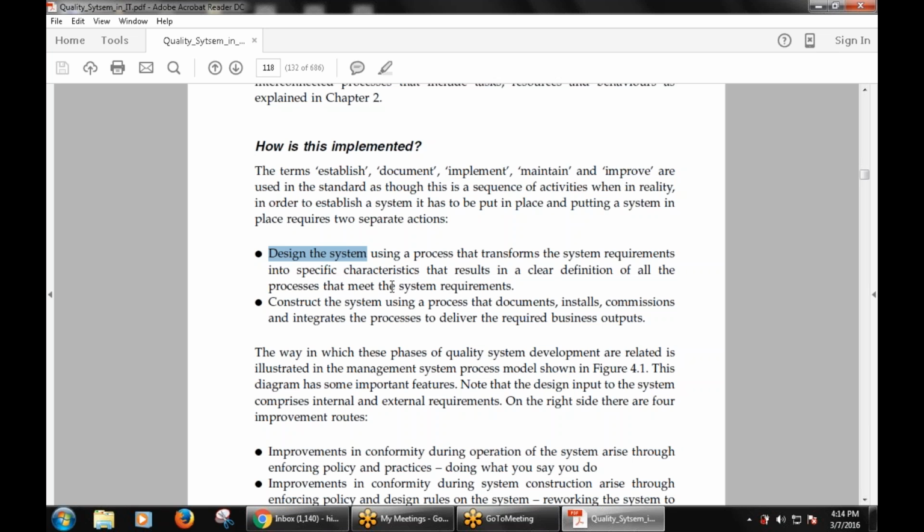First, that is the first part. Then construct the system. That means actually implement the system. So the way in which these phases of quality system management are related is illustrated in the management system model that is available in Figure 4.1.